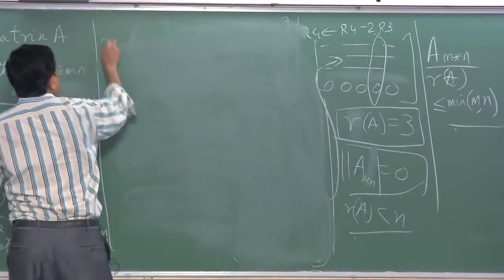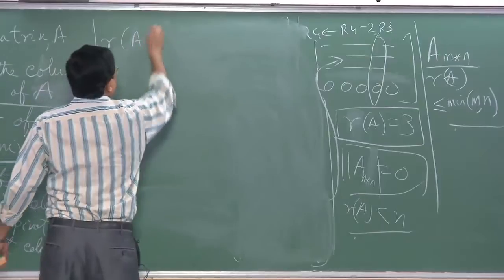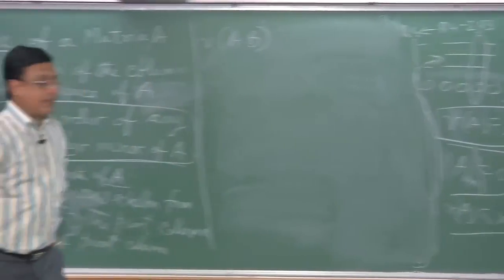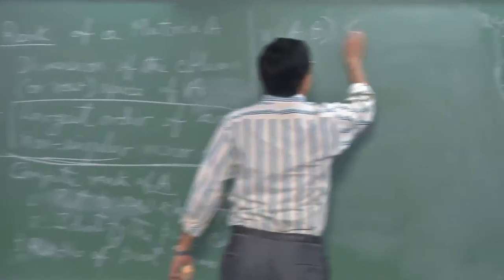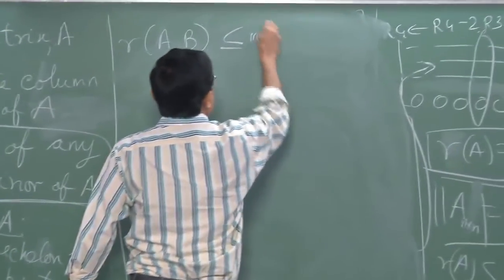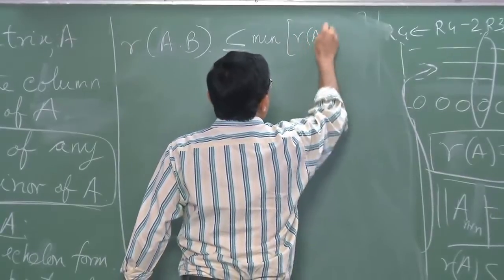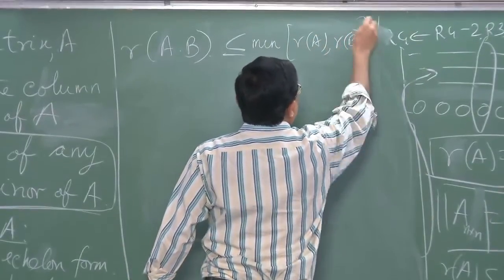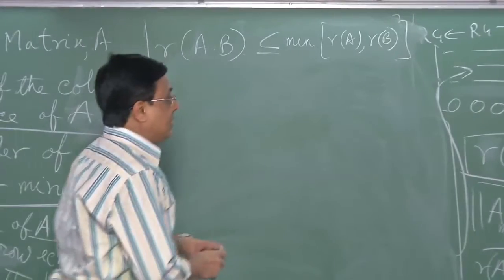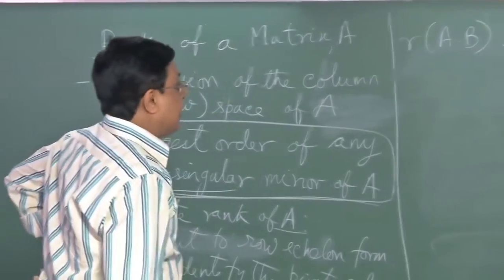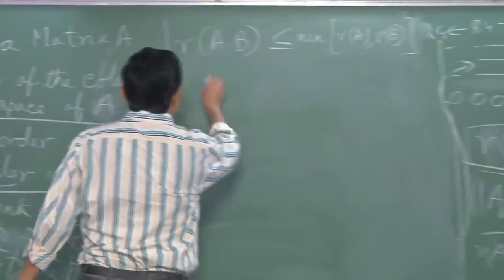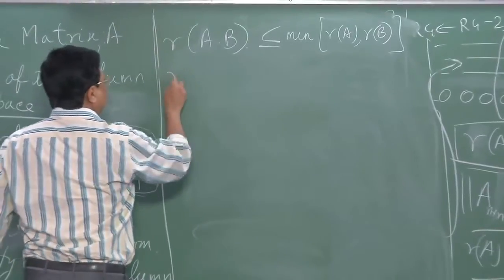As for example, if you take the product of two matrices A and B, the corresponding rank of the matrix is less than or equal to the minimum of the rank of A and the rank of B, that is, less than or equal to the corresponding ranks. Okay. Then there are other types of properties with respect to the ranks.